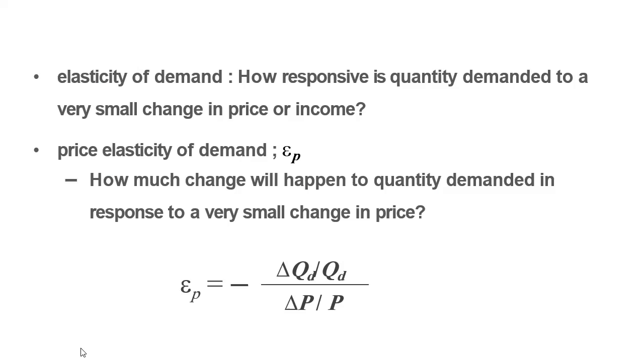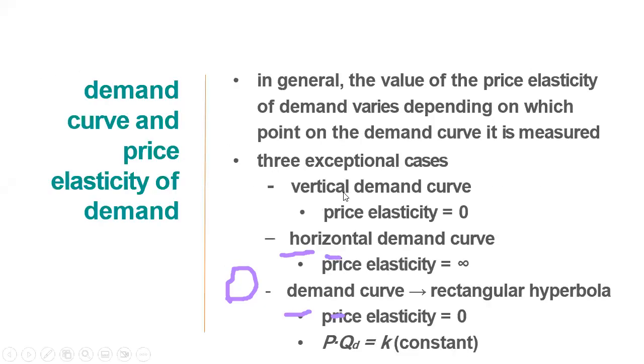So here, this is the average quantity, this is the change in quantity demanded, this is the change in price, and this is the average price. And we have the negative sign. That's because it represents the negative relationship between quantity demanded and price. So as we see, there are 5 cases of elasticity.